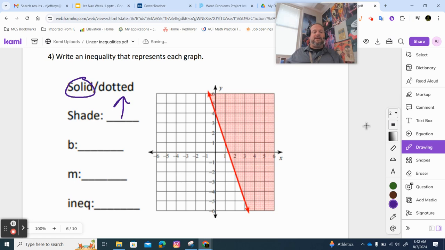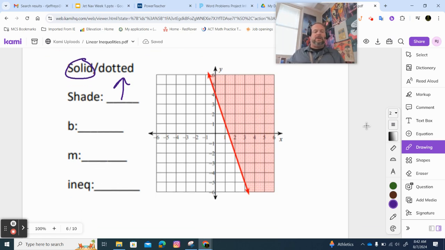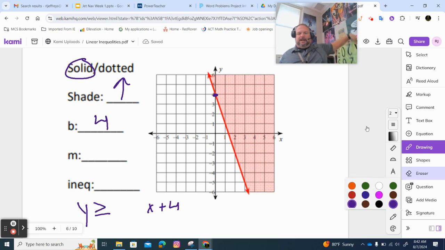Okay. So that means our inequality is going to look like this. I didn't give us enough room. It's going to look like this. So we know it's going to say Y. It's going to be eaten. It's going to have a line up underneath it. Okay. What is our Y intercept? Where does it touch? It touches like right there at 4. So we know we're going to have an X and then a +4. I got it.